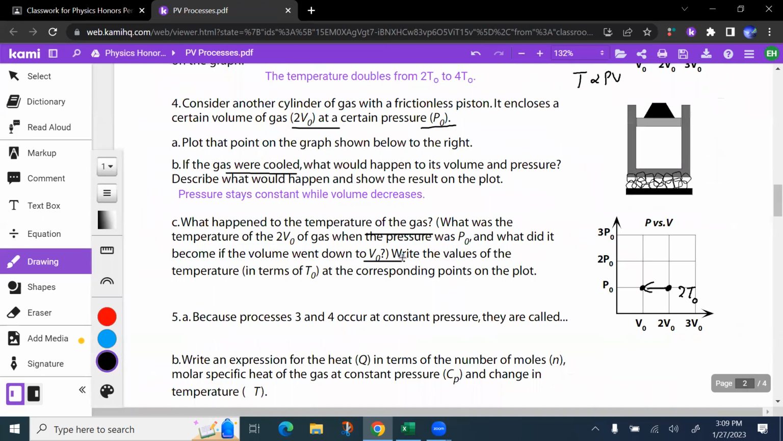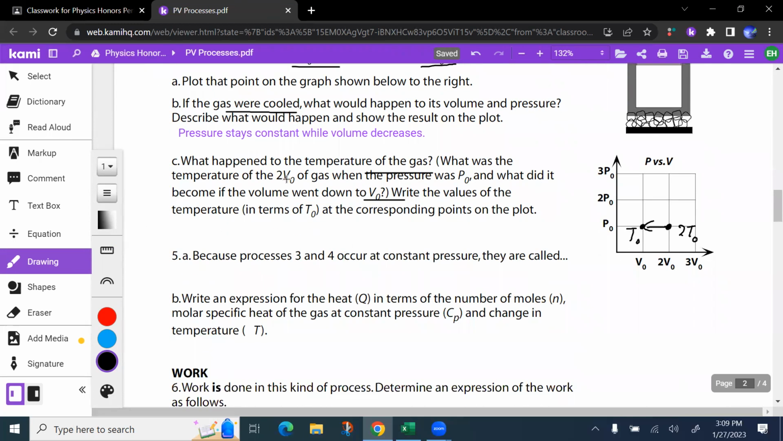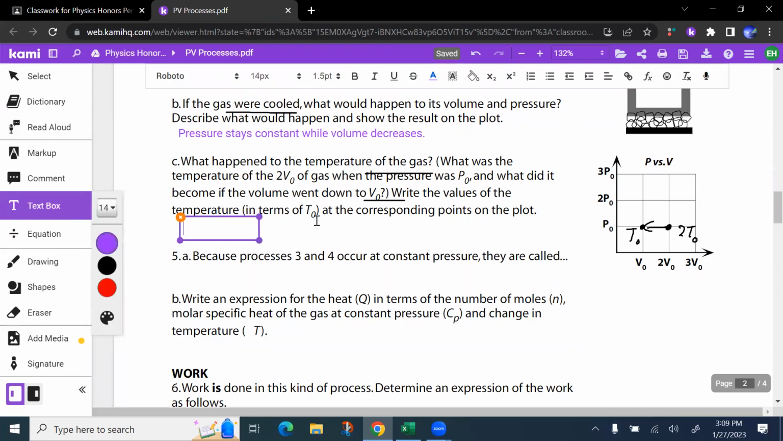Okay, so now I'm reducing the volume in half with constant pressure. So since the pressure remains constant and the volume is cut in half, that means the temperature has to be cut in half. Well, half of 2 T naught would be T naught. Okay, and so that's what we can say about what happens to the temperature in part C. The temperature decreases from 2 T naught to T naught.